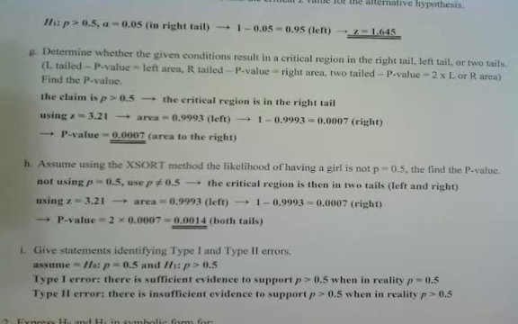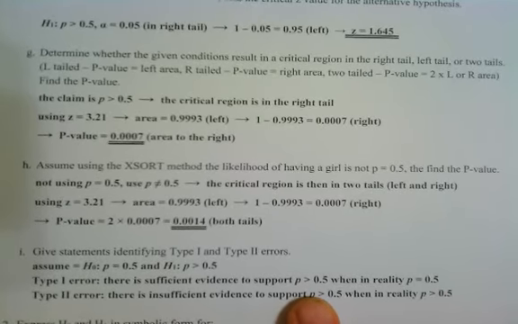So the type 1 error could be restated as, there is sufficient evidence to support that p is greater than 0.5. That's what our sample led us to believe, led us to infer, but in reality, it didn't do anything. P is still 0.5. 50-50 chance of having a girl.